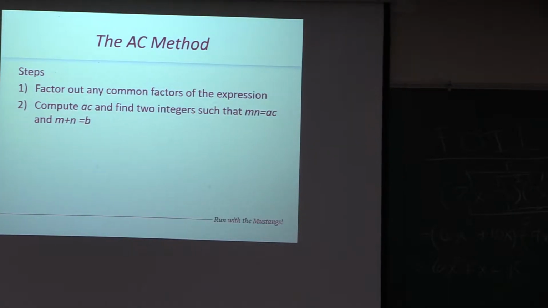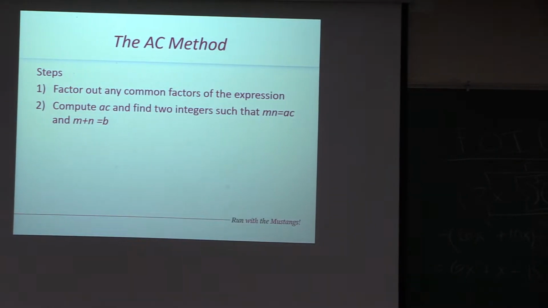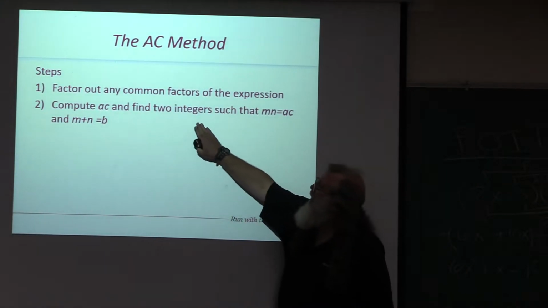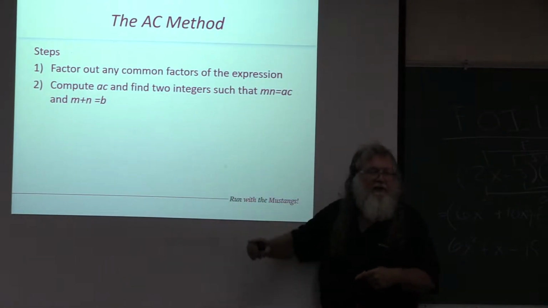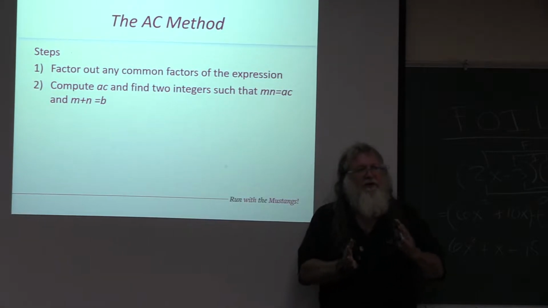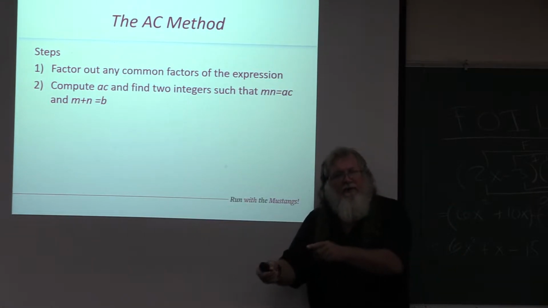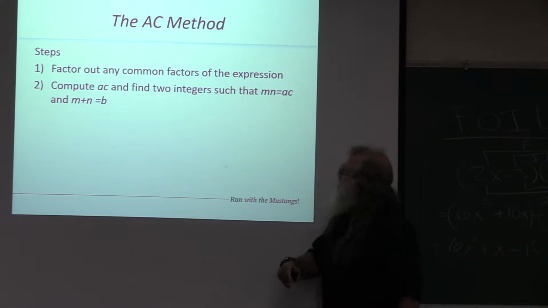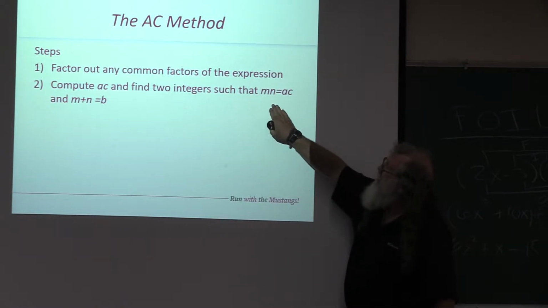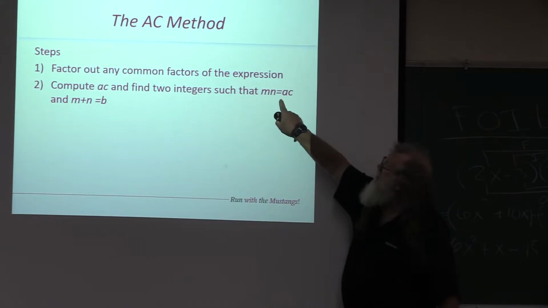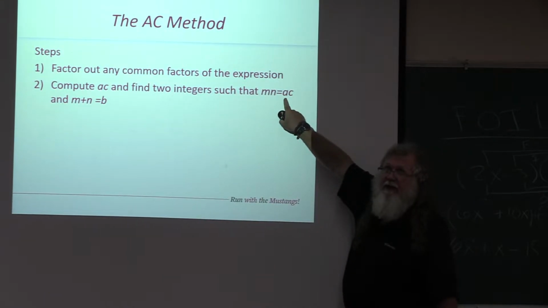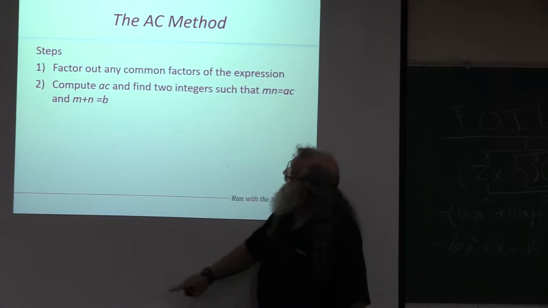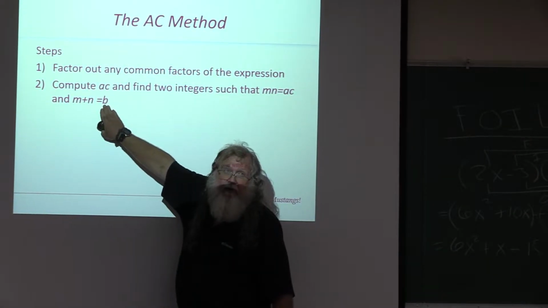Step 2, compute A times C. A is the coefficient on the x squared term, C is the constant. You want to multiply those out. And then you start your look. You look for two integers. Remember, integers are the whole numbers and their opposites: 0, 1, 2, 3, minus 1, minus 2, minus 3. We're not using fractions. Nobody panic about the fractions. We look at m times n. We're looking for two integers that multiply to A times C and add up to the middle coefficient.